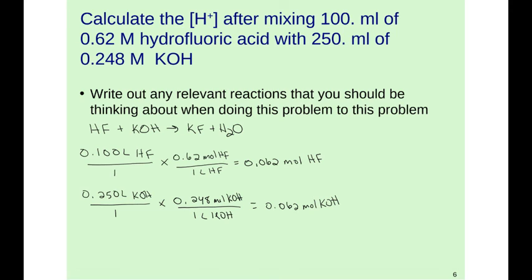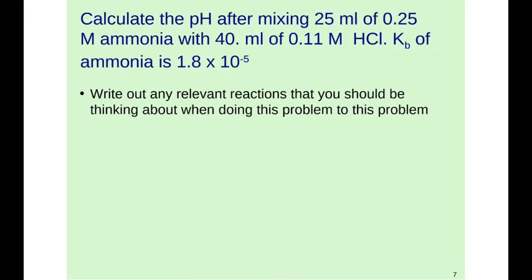So now we need to think, we're calculating the H plus in the solution after mixing. It's a solution, there's water involved, and the H plus concentration of pure water is 1 times 10 to the negative 7th. So you're never going to have H plus equals 0. If it's just water, or if everything is neutralized and you're exactly at that neutralization, your H plus is going to be 1 times 10 to the negative 7th.